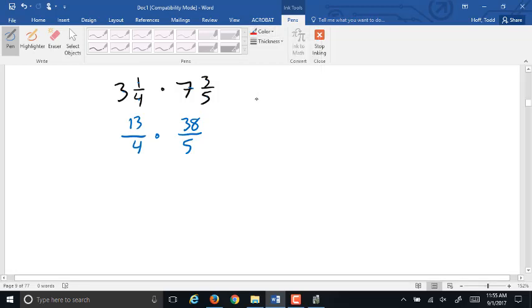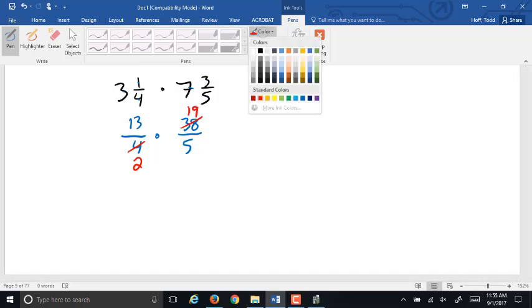Now, this is multiplication. So just like any other multiplication, we can reduce here. We can cross cancel. 4 and 38 can both divide by 2. 4 divided by 2 is 2. 38 divided by 2 is 19.